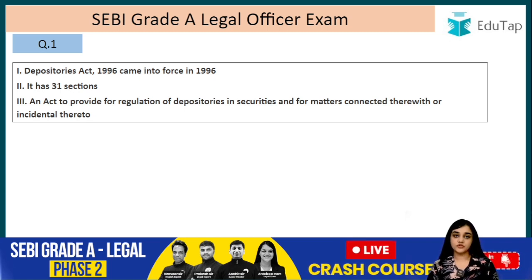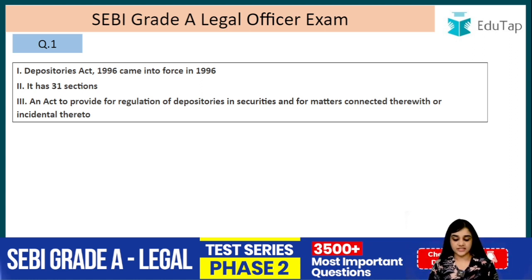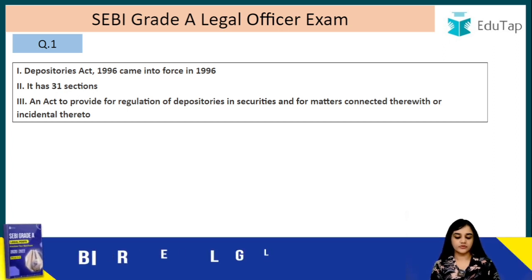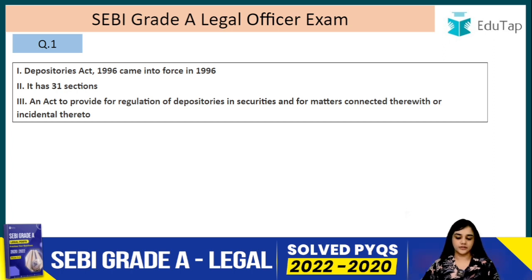So this has been mentioned in the preamble of this act, right? So let's read this again. Depositories Act 1996, it came into force in 1996, right? It has how many sections? It has 31 sections and it is an act to provide for regulation of depositories and securities and for matters connected therewith or incidental thereto.